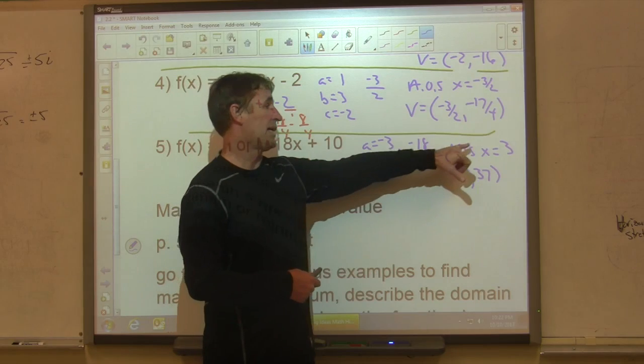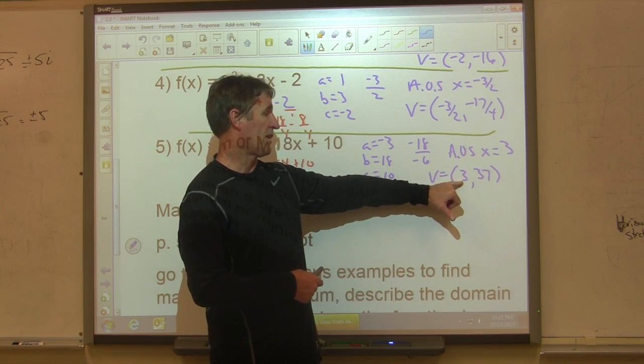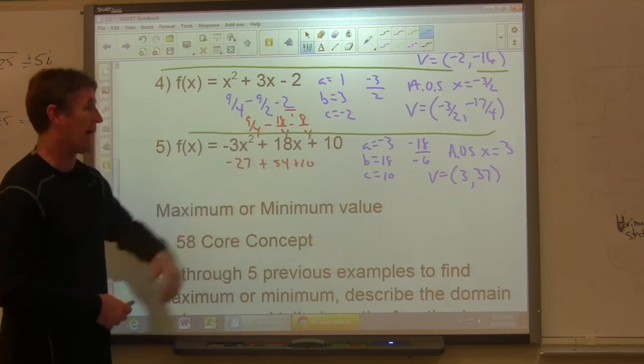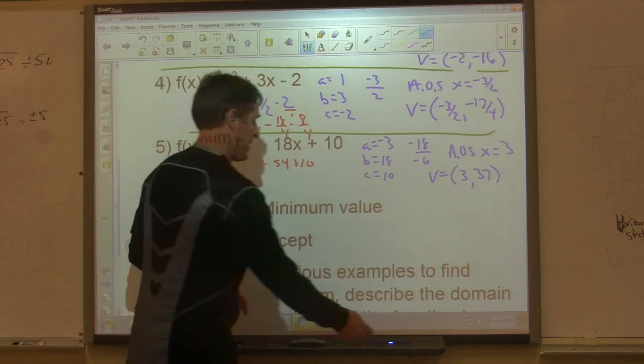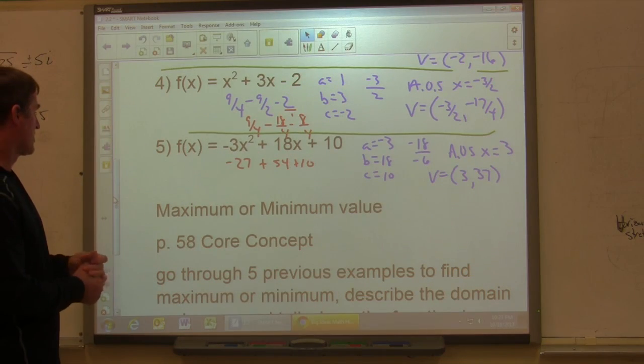Negative b over 2a gives you the axis of symmetry, our x value. That gives you your x value of the vertex, and then you plug that back in to solve for y to get your vertex. So hopefully that makes sense, and it's just finding the values and plugging them into formulas.